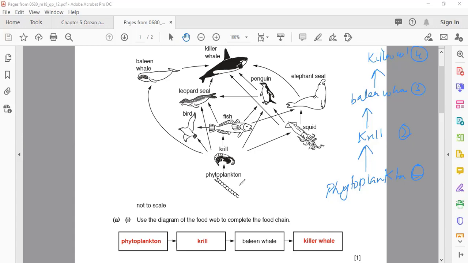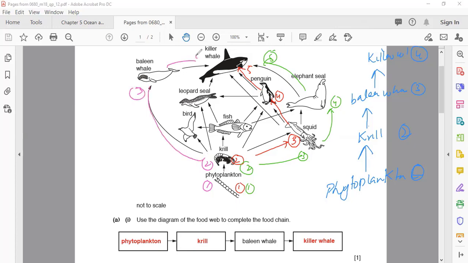Check now. This is 1. This is 2. Now which way do you go? If you go this way, 3, fourth, last 5. If you go by this way, 1, 2, 3, 4, 5. If you go by this way, 1, 2, 3, 4. Understand what I mean?